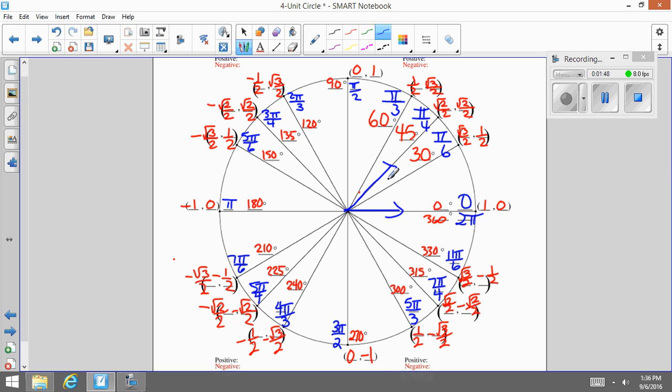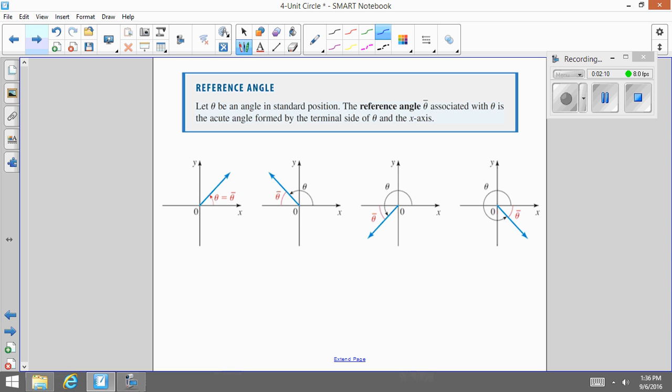And so we started by filling in all the angle measures in degrees, and then we converted all those to radian measure. And then we used our special right triangles to find x and y, which, remember, help us find all 6 of the trig ratios for each of these angles. Okay, so that's where we're headed to now. All right, so before we do that, we need to talk about what's called a reference angle.